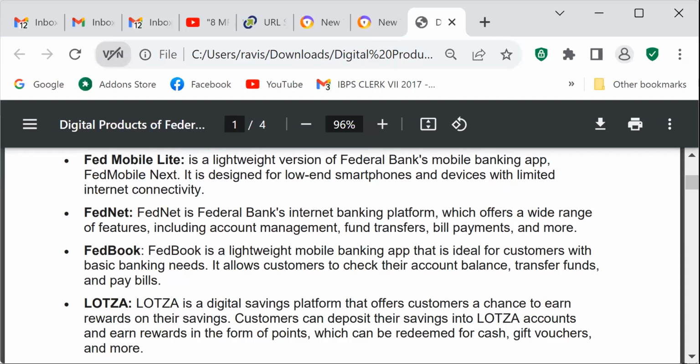FedBook is a lightweight mobile banking app that is ideal for customers with basic banking needs. It allows customers to check their account balance, transfer funds, and pay bills.